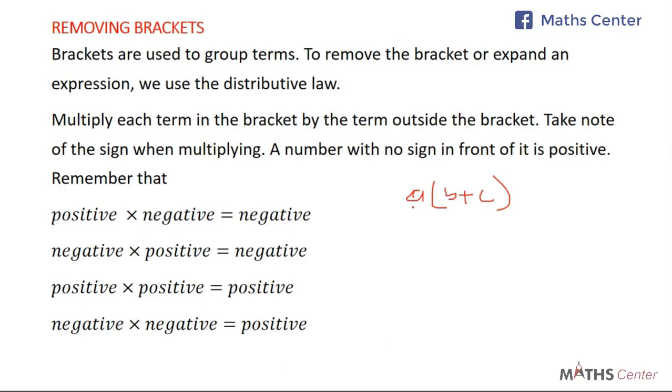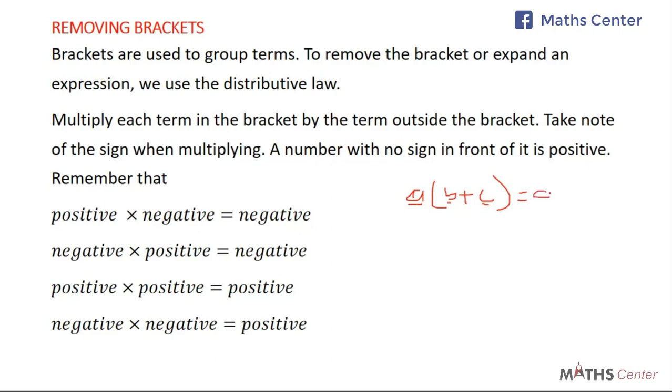The term outside the bracket is A. The terms in the bracket are B and C. So use what is outside the bracket to multiply what is inside the bracket. Distribute it over it. So in this case, A is going to multiply B.